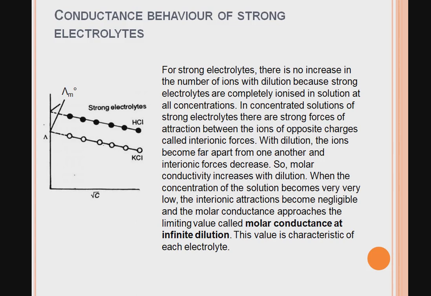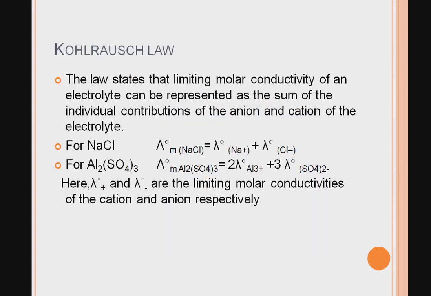To calculate molar conductance at infinite dilution, Kohlrausch gave us a law known as Kohlrausch law. This law states that limiting molar conductivity of an electrolyte can be represented as the sum of the individual contribution of all the ions of an electrolyte. For example, for NaCl, you may write molar conductivity of NaCl will be equal to ionic conductivity of sodium ions plus ionic conductivity of chloride ions.